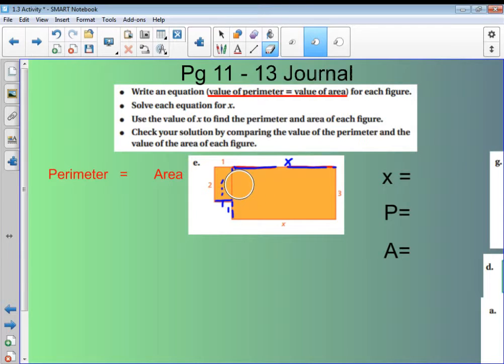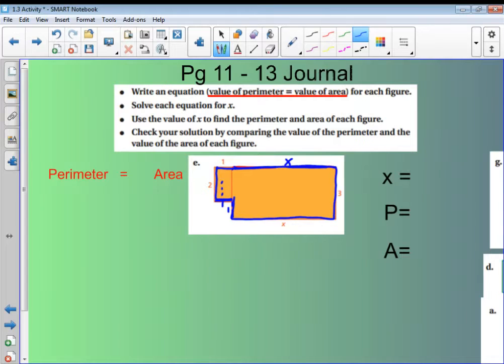Okay, so now when I look at the perimeter on the outside, and I'm just using the numbers on the outside, I see 2 x's. So I'm going to go ahead and write 2x.